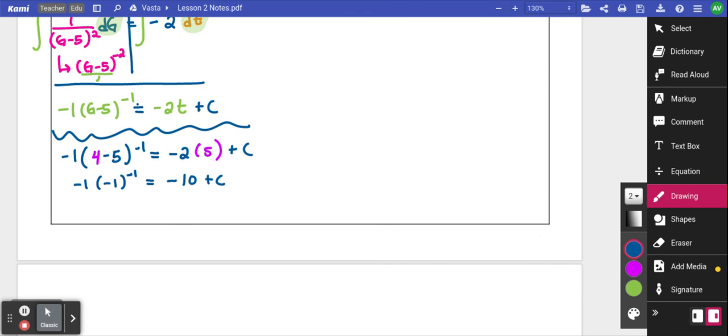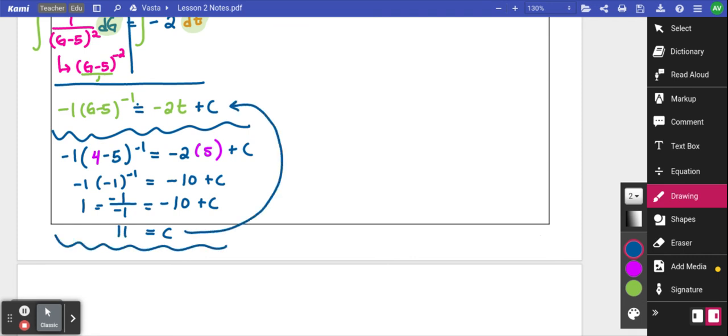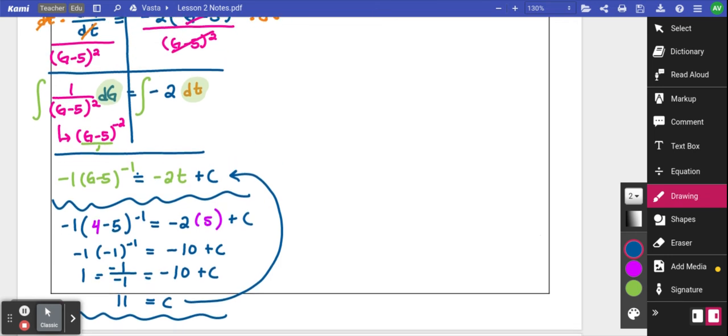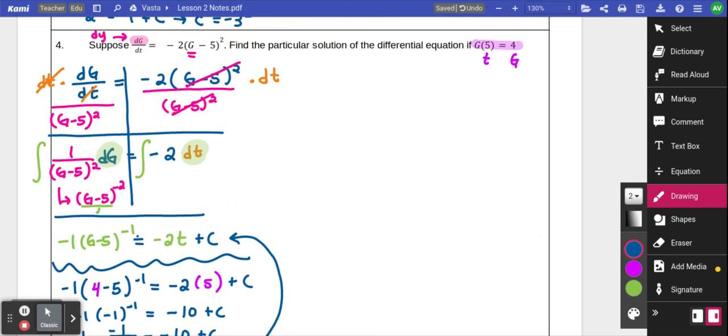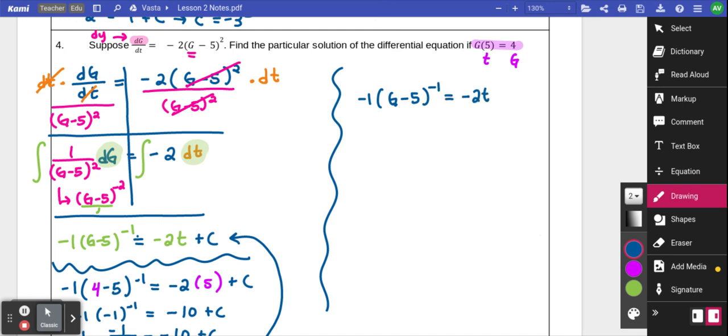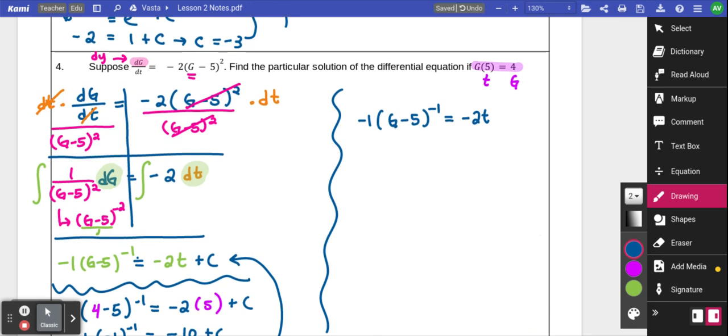A negative power really just means make that in the denominator. So I have negative 1 over negative 1 equals negative 10 plus c. This is really 1. So if I add 10 on both sides, I get that c is 11. Now I'm going to go ahead and take that c and just plug it in. So my new equation, and again, the g is not alone, but it will be by the end of the problem. We're going to have negative 1 times (g minus 5) to the negative 1 equals negative 2t plus 11.